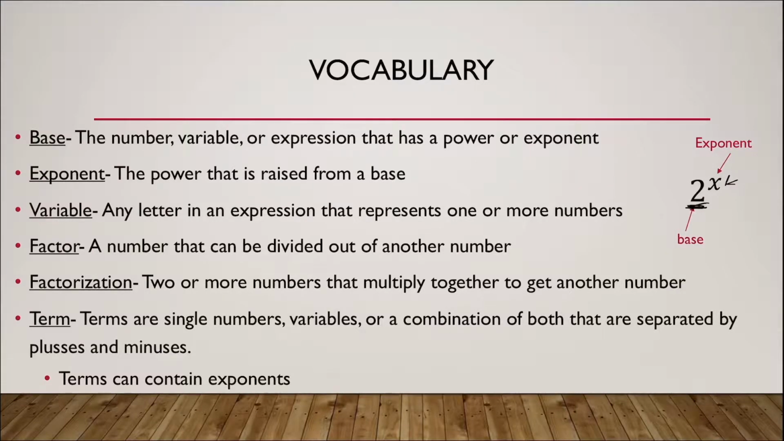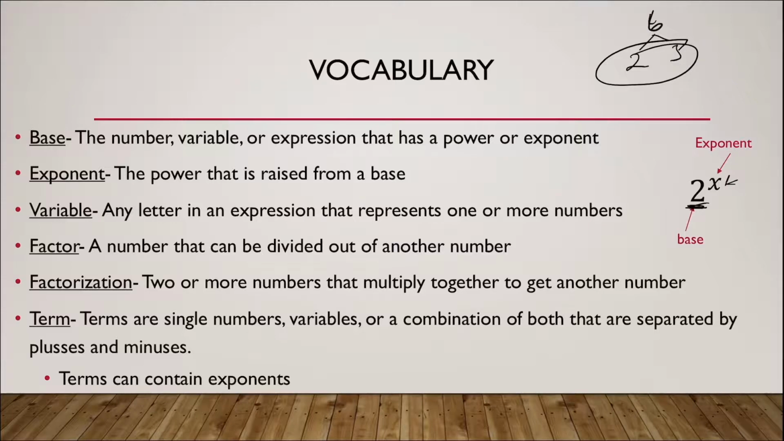A variable is any letter in an expression that represents one or more numbers. A factor is a number that can be divided out of another number. So like say I have 6. My factors of 6 are 2 and 3. I can divide those numbers out. A factorization is 2 or more numbers that multiply together to make another. So a factorization of 6 is 2 times 3.